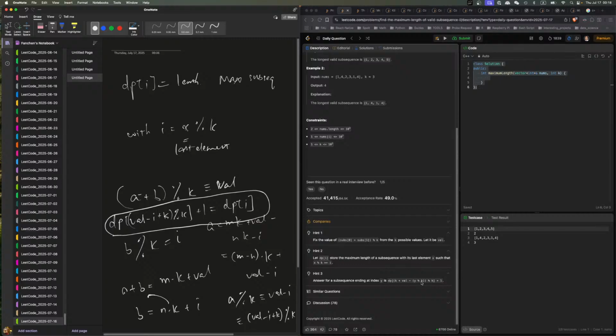Like, this is y mod k. We're supposed b is the last value, right? B is the last value, and I can get its I, ending at B, right? And I say ending at B, then we can find out.